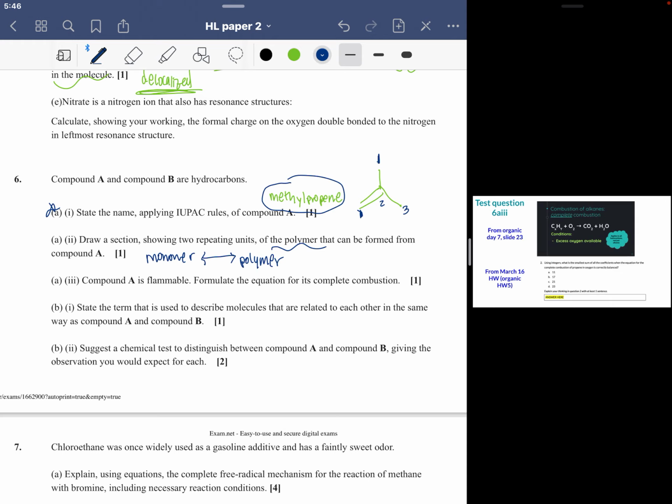A3, complete combustion. I had some people saying something like CxHy. You needed to use compound A, not variables. You needed to use a specific compound A that we had, which was methylpropene, put this into a molecular formula, and then, just like we practiced in class, complete combustion will always be plus oxygen yields carbon dioxide and water, and then balance.